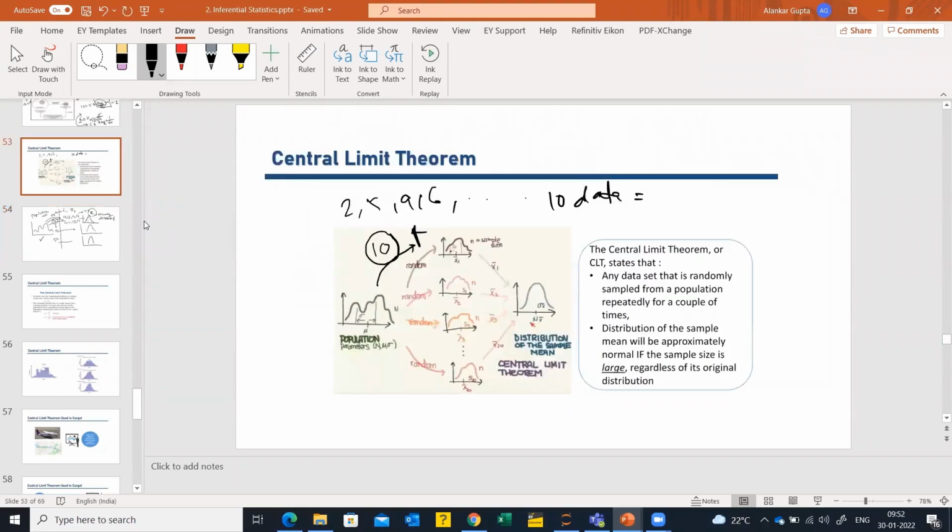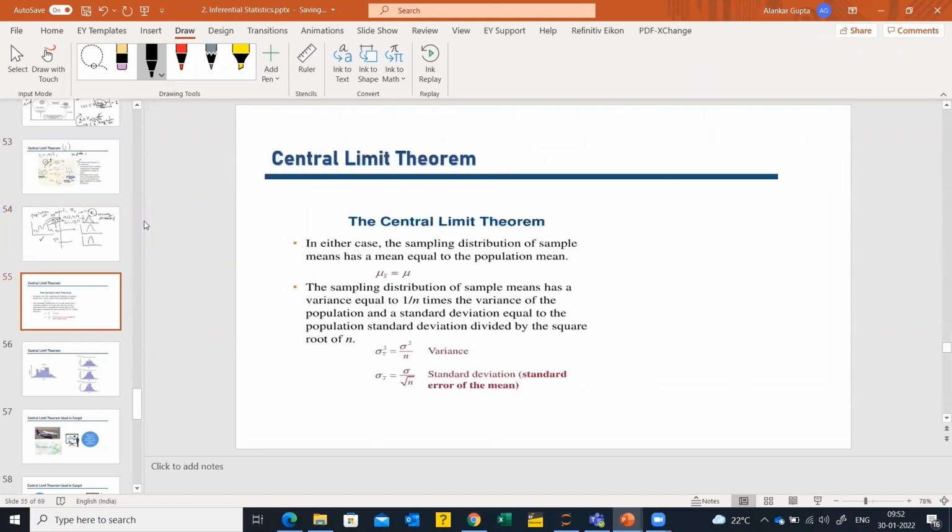So this is written over here. If someone asks you what the central limit theorem is, you can give the first pointer here. So this is your first aspect. Now coming to the second aspect of the central limit theorem.